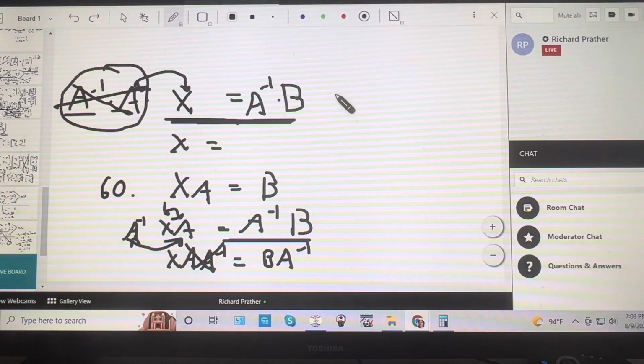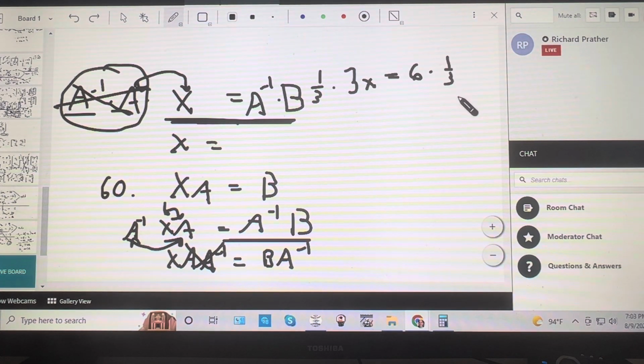In regular numbers, that doesn't matter. If you have 3 times X equals 6, you can multiply by a third on either side, it doesn't make a difference. Order doesn't matter. Whether I do this or this, it's the same thing. But in matrices, it matters.